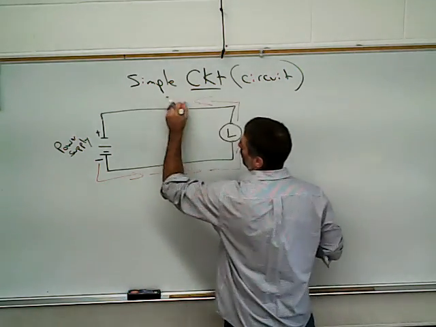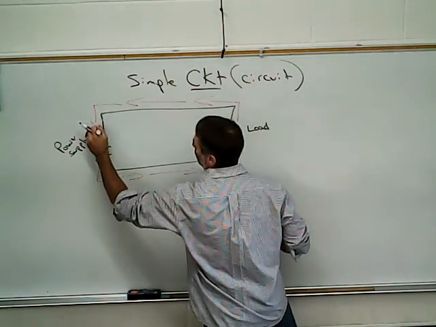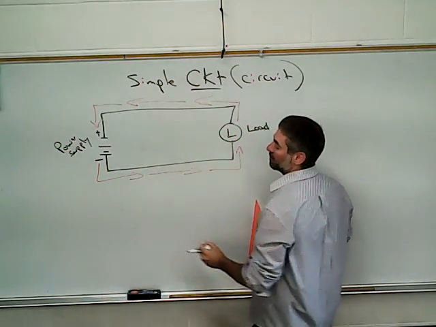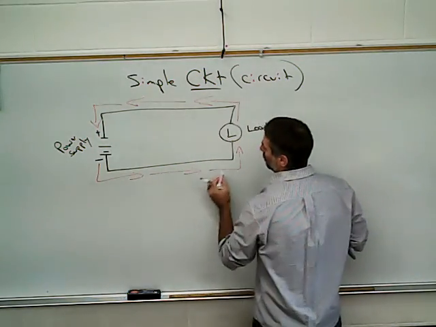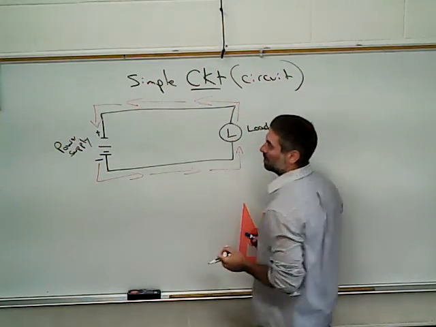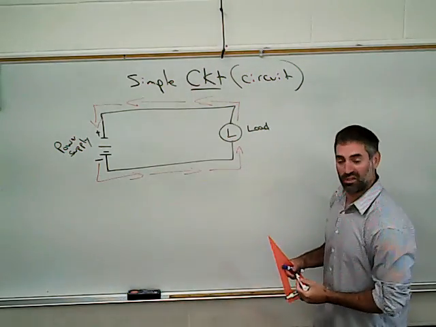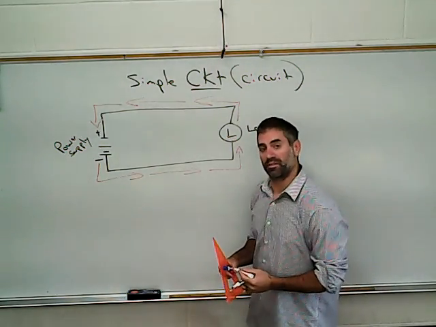That's the actual electrons. We're not talking conventional, we're talking electron flow theory. And they are flowing from negative through the load to positive. Our light bulb is going to be on. This is our simple circuit. These are our 3 basic parts to the simple circuit.